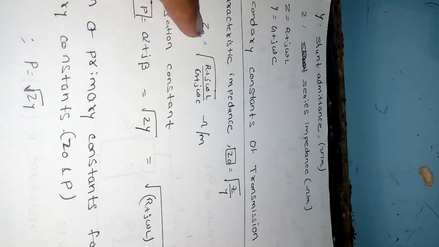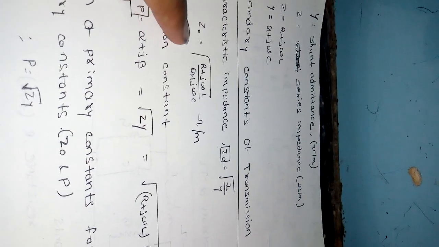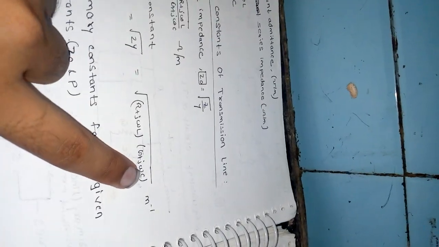Secondary constants of the transmission line. First is the characteristic impedance, defined as Z0 equal to under root Z by Y, that is, under root of R plus j omega L divided by G plus j omega C, with Z equal to R plus j omega L and Y equal to G plus j omega C. Then the propagation constant P is defined as P equal to under root ZY, that is under root of R plus j omega L times G plus j omega C.